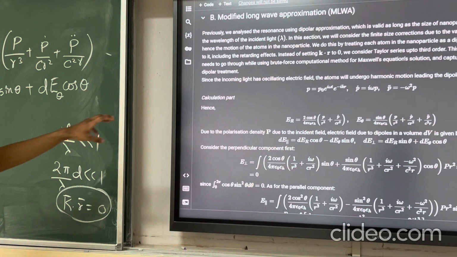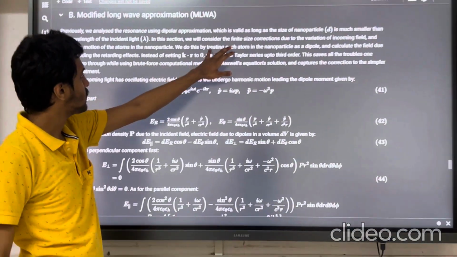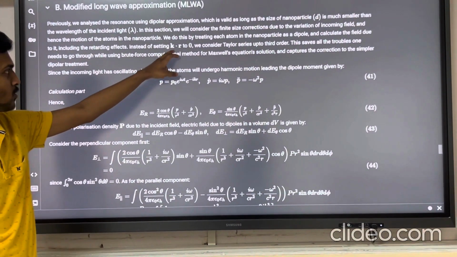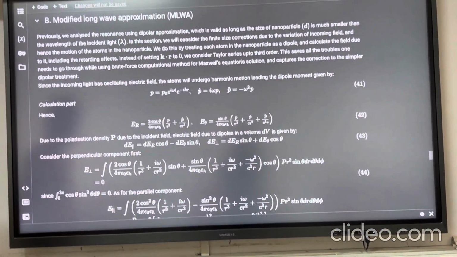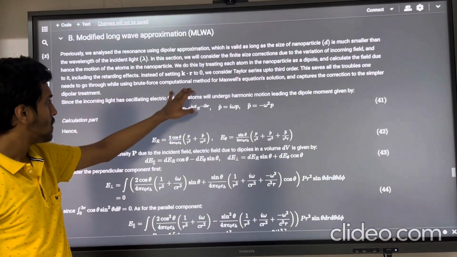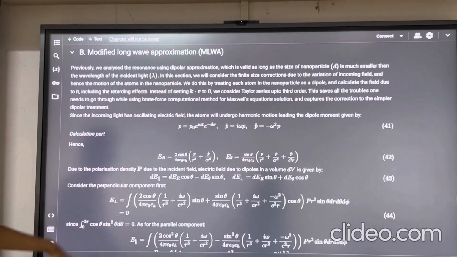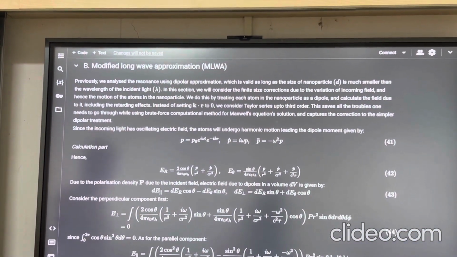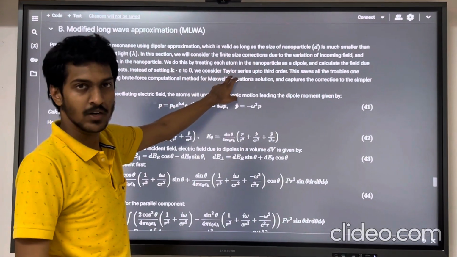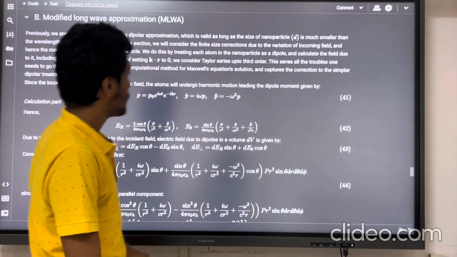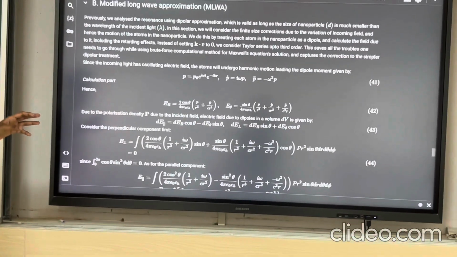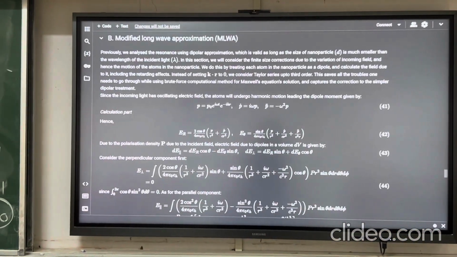But in this case, we'll consider the effect of the finite size of nanoparticles, due to which k dot r won't be exactly 0. So if that is the case, one way of doing it is to use computational methods, but the equations are too long and that will be computationally expensive. So instead of doing that, we'll consider another approximation. We'll consider a Taylor expansion up to third order. This will give us an analytical result, while at the same time giving us the idea of this MLWA.